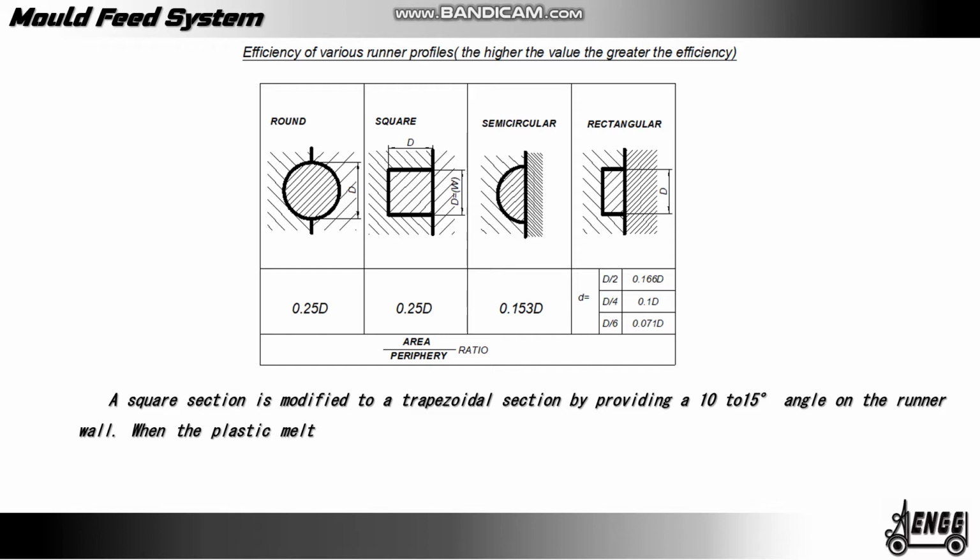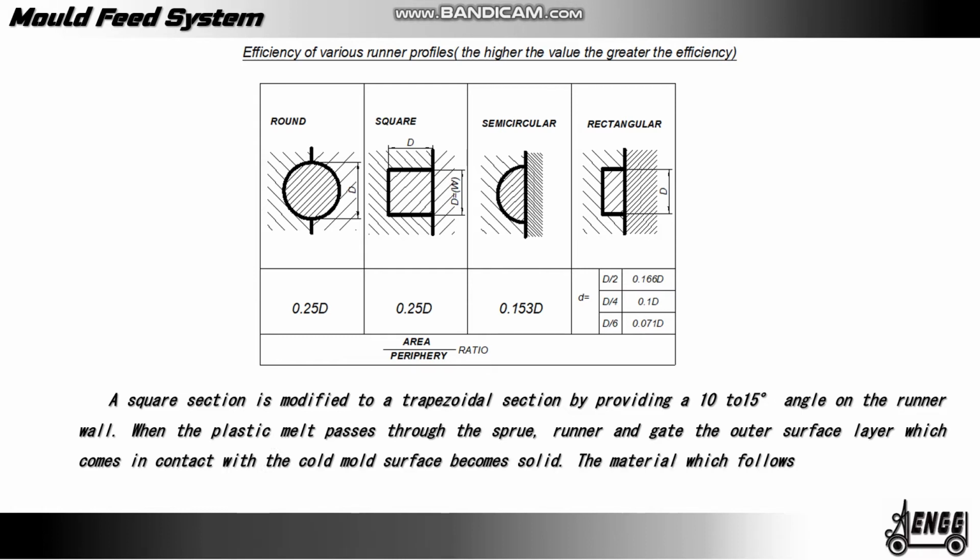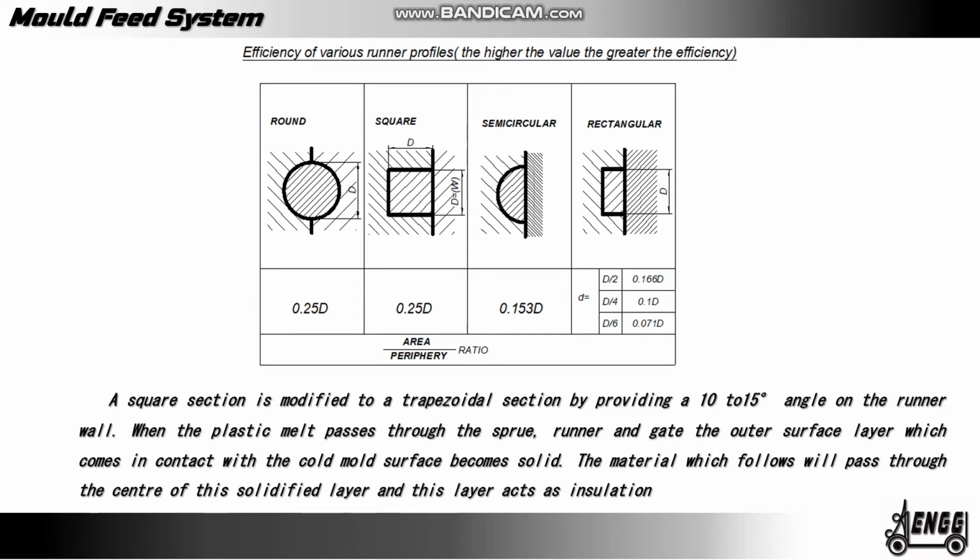When the plastic melt passes through the sprue, runner and gate, the outer surface layer which comes in contact with the cold mold surface becomes solid. The material which flows will pass through the center of this solidified layer, and this layer acts as insulation and maintains the temperature of the central region. Therefore, the gate should be positioned in line with the center of the runner to receive the material from the central flow stream. This condition is achieved with the fully round runner.